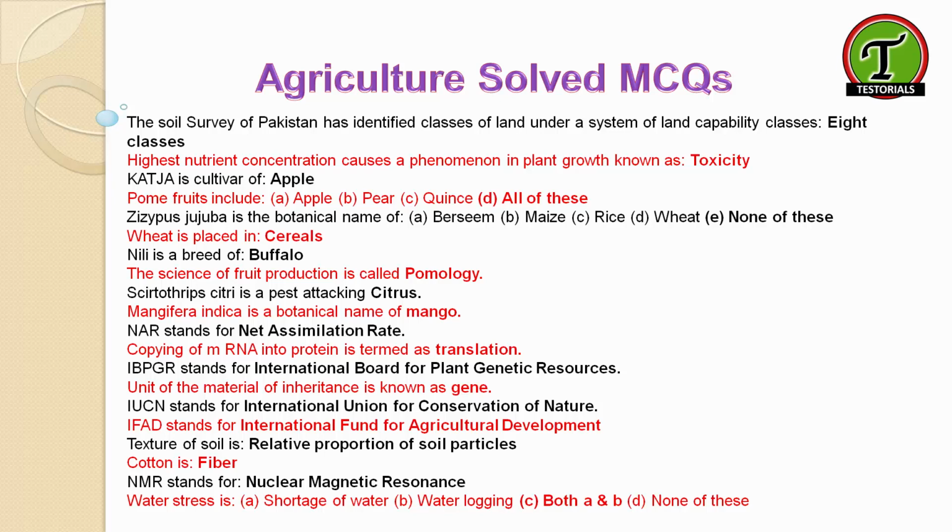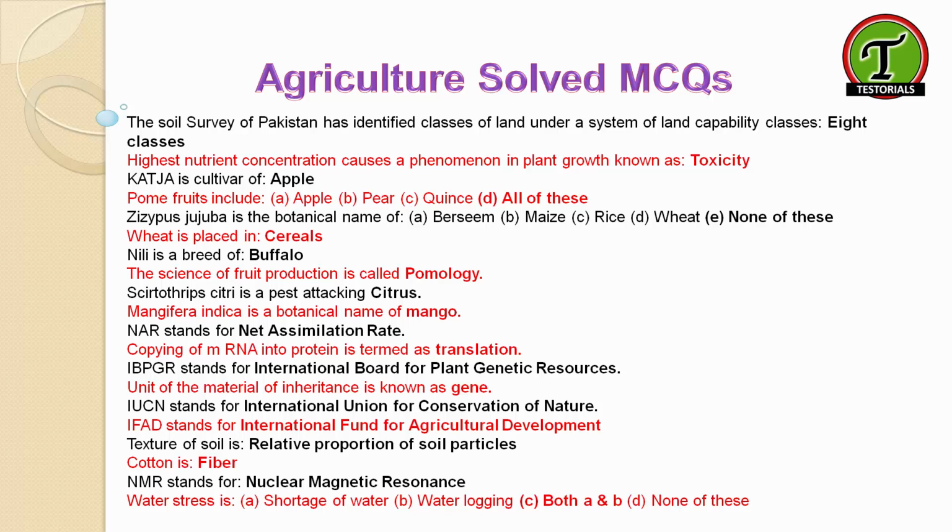24. Pome fruits include a. Apple, b. Pear, c. Quince, d. All of these. 25. Ziziphus jujuba is the botanical name of a. Berseem, b. Maize, c. Rice, d. Wheat, e. None of these.